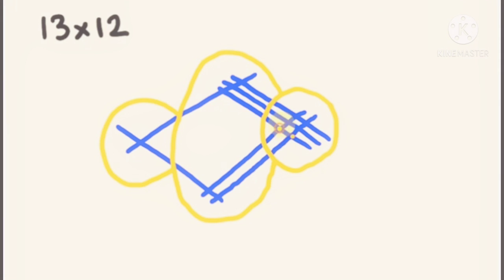We had 1, 2, 3, 4, 5, 6. So the units was a 6. 1, 2, 3, 4, 5. The tens was a 5. And the hundredths was a 1. So our answer, 156. So that's a good little method.